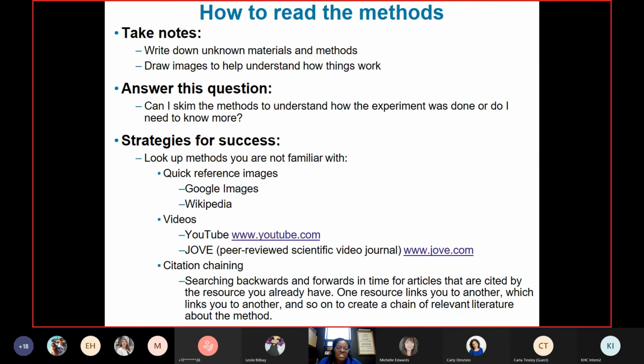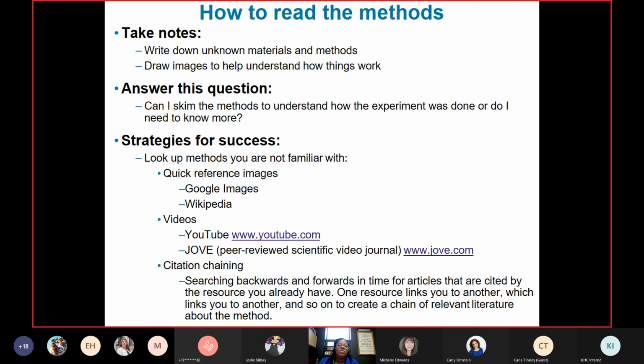So the big question when you read a method section is, can you skim the methods enough to understand how the experiment was done, or do you need to know more? And if you need to know more, there are several things you can do to get more information. And this will demystify what these fancy technologies are. All right. So the first is quick reference images. A picture speaks 1,000 words.